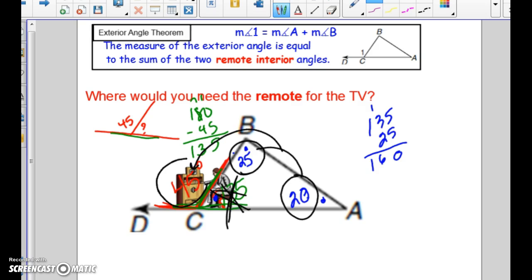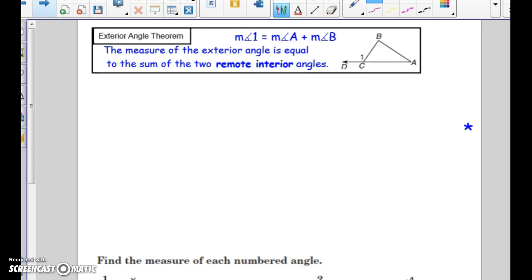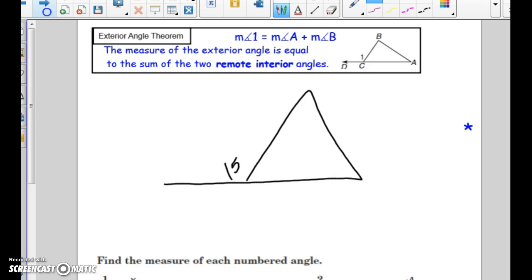Whoa. I already had it written on the board. Wow. Ready? Will it work again? Somebody give me 150. If this is 150, how big would this angle right here be? 30. 30, 60, 90, right? Good job.